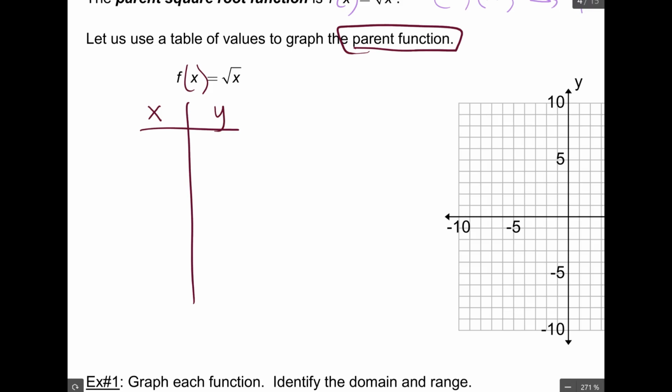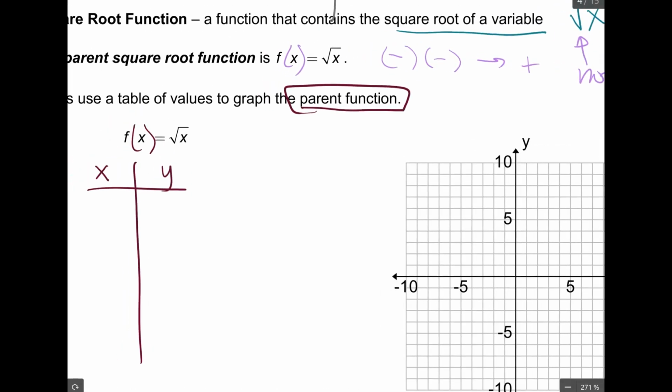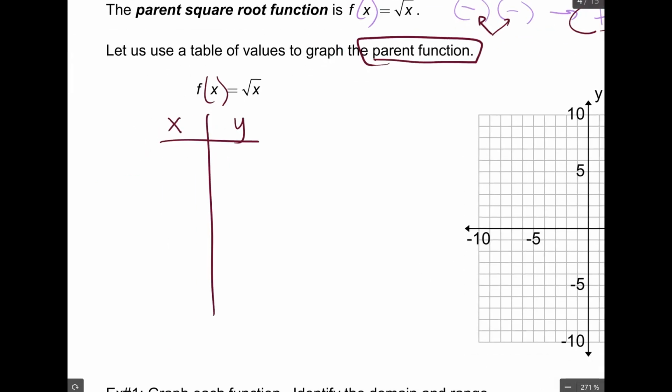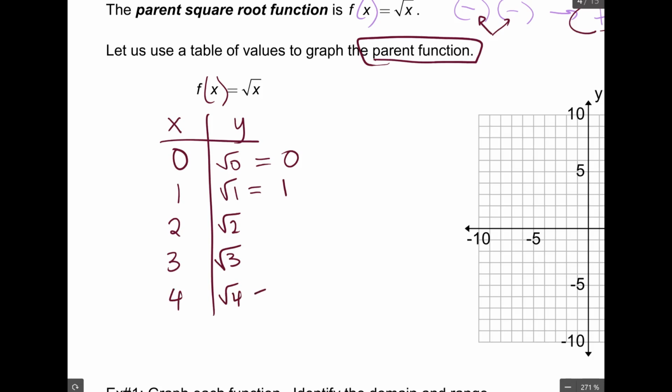All right, so I can't plug in any negative values, remember, because a square root is literally asking what times itself is this number. If I take a negative and multiply by itself, it's going to be positive. So I'm going to start at 0. What's the square root of 0? Well, 0 times 0 is 0. If I put in 1, the square root of 1, well, 1 is equal to 1 times 1. Square root of 2, that's not very nice. Square root of 3, that's not nice either. 4, okay, square root of 4 is 2.